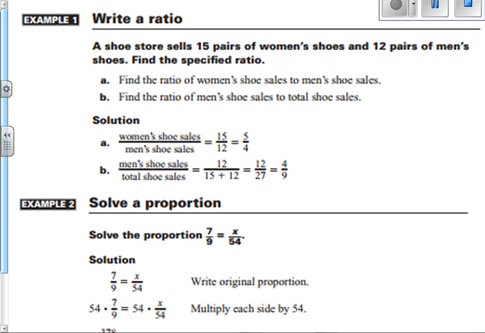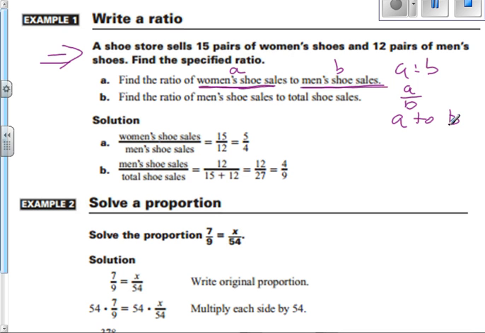Okay, so we're writing a ratio. So here's our problem right here. A shoe store sells 15 pairs of women's shoes and 12 pairs of men's shoes. Find the specified ratio. Find the ratio of women's sales to men's sales. So they tell you right here the ratio of women's shoe sales to men's shoe sales. So this is my A, this is my B. So it's either A colon B or it's A over B, because there's my first value that I'm looking for, there's my second value, or A to B.